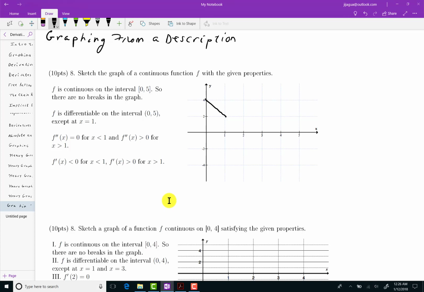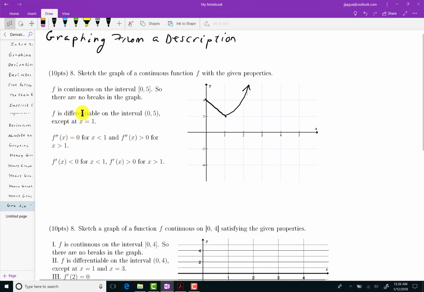And then f double prime of x is positive for x greater than 1. So we're going to have concave up when x is greater than 1. And then f prime of x is positive for x greater than 1. So it's an increasing function that is concave up. So for this part from 1 on, I can do this. And this indicates the sharp point I was talking about, and this will cover everything we need. There's no breaks.